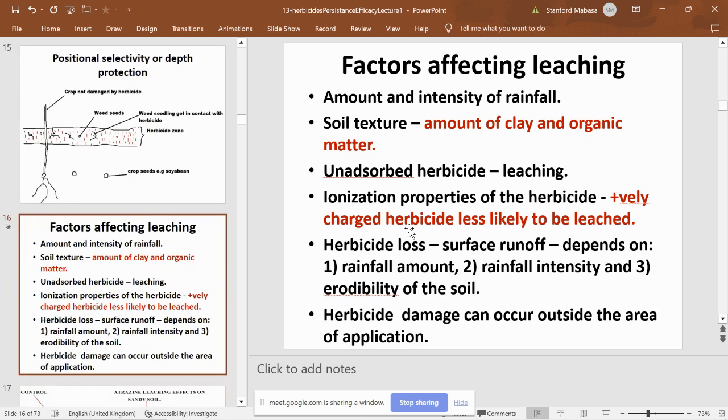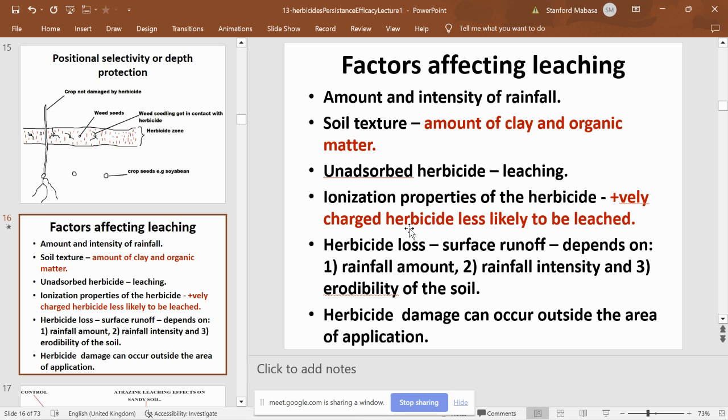So amount and factors affecting leaching, this could be amount and intensity of rainfall, soil texture, amount of clay and organic matter. An adsorbed herbicide is available for leaching. Then ionization properties of the herbicide, it can be positively charged herbicide. Then the herbicide is less likely to be leached.